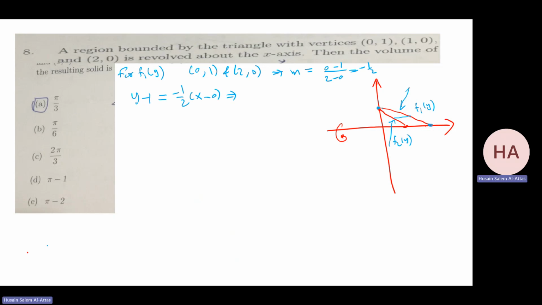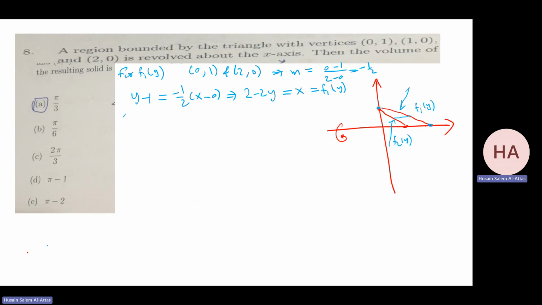Don't forget, I need to write in terms of y. So I have times 2. I have 2y minus 2 equal minus x. Multiply by minus 2, I have 2 minus 2y equal to x. So that will be f1 of y.